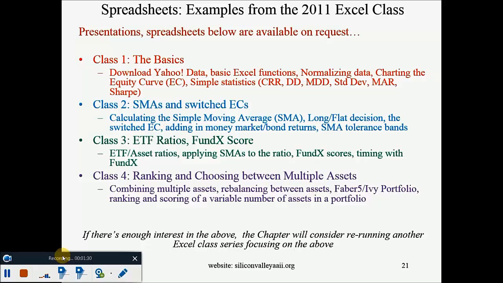We talk about how once you've got an equity curve, you can chart that. And then we get into some of the simple statistics that Fred has talked about in previous sessions. So you'll see compound rate of return, that's CRR, sometimes referred to as compound annual growth rate. Then you get into drawdown and max drawdown.